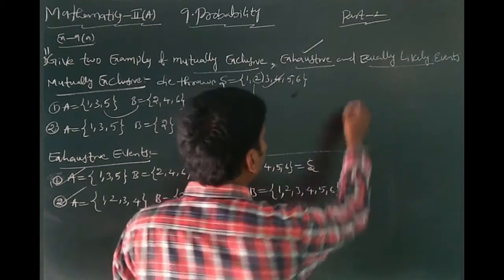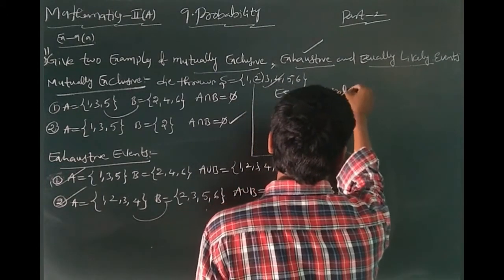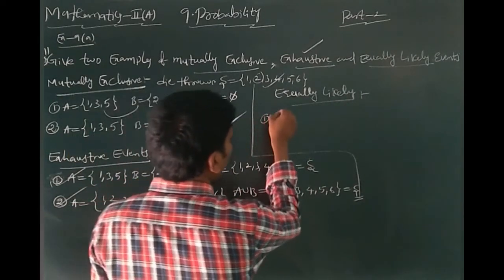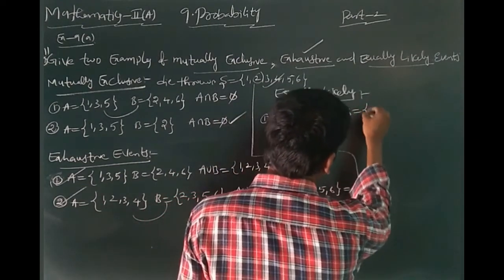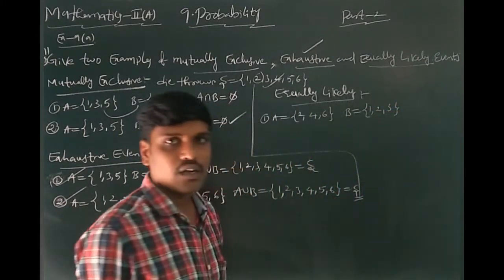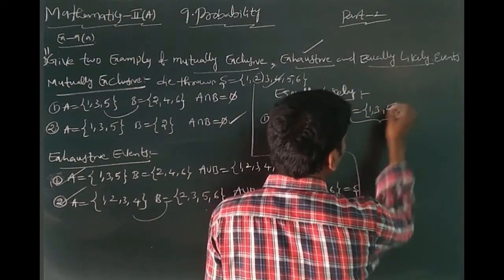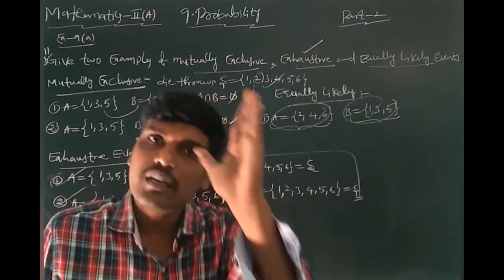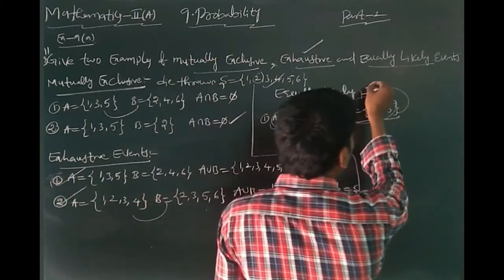Next one is equally likely. In this equally likely event, take the first example. A is even numbers 2, 4, 6. After that, B is odd numbers 1, 3, 5. The number of elements of A and B are equal.